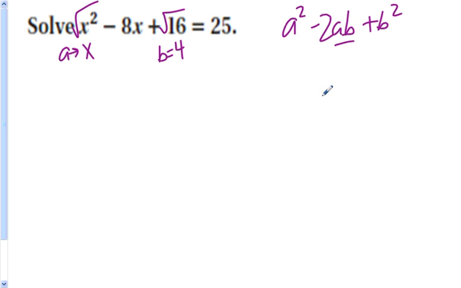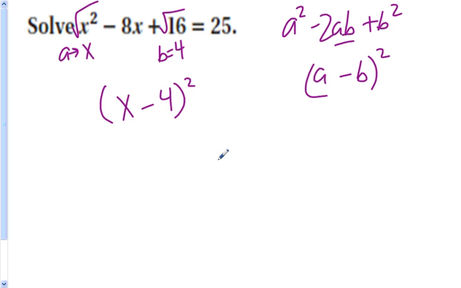Now to factor a perfect square trinomial, it factors down to (a minus b) squared. So the factors are the same. So to factor this, it's going to be x, which is my a, minus 4, which is my b, squared, and that is going to equal 25.